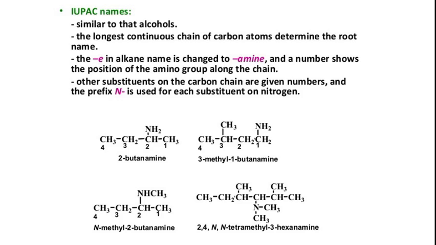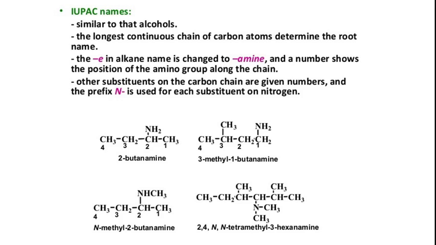IUPAC names are similar to those of alcohols. First, the longest continuous chain is the root. How many carbons here? 1, 2, 3, 4. And on which carbon is the amine? The second position. This chain is butane, with the amine at the second position, that's why it is 2-butanamine.